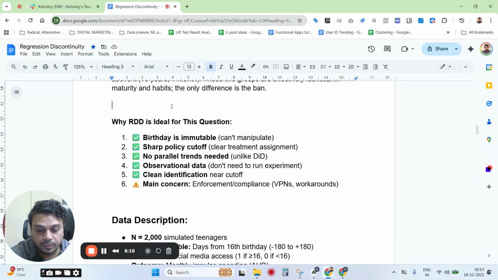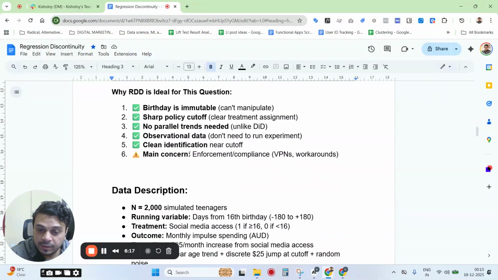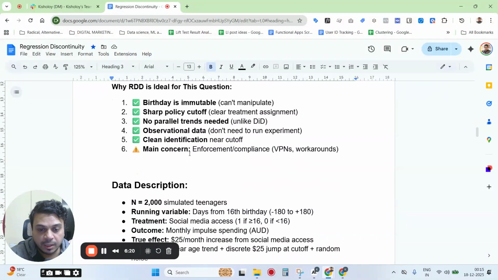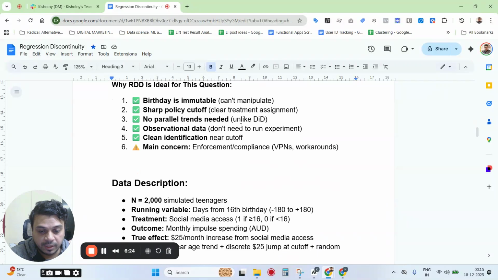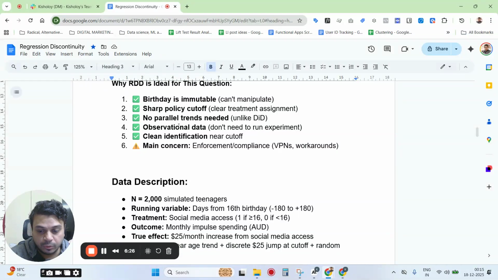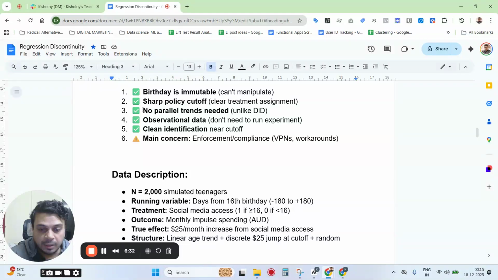That's the assumption here. So why is RDD ideal for this question? The birthday is immutable, you can't manipulate it. It's a very important thing. We'll see that we actually need to do a test to check for it. And then there's a sharp policy cutoff, clear treatment assignment, because it's obviously only directly targeted at people below 16 years old. There's no ambiguity there.